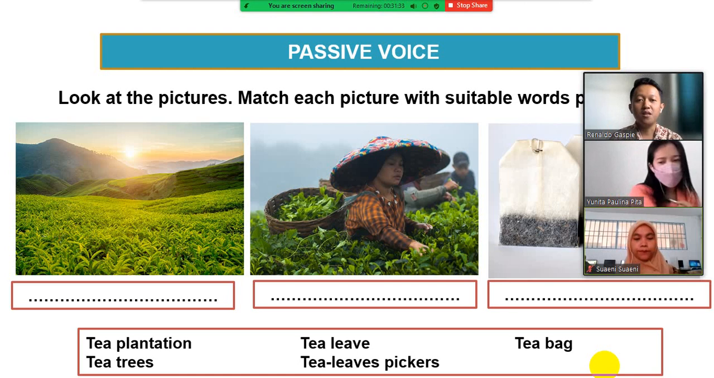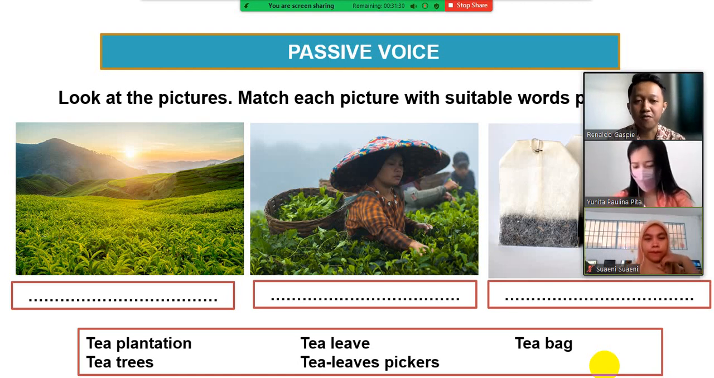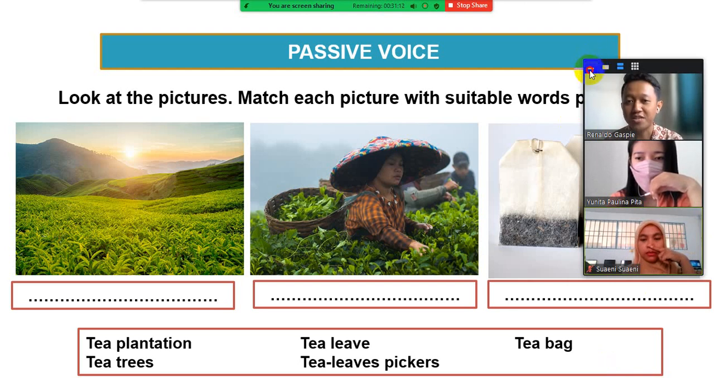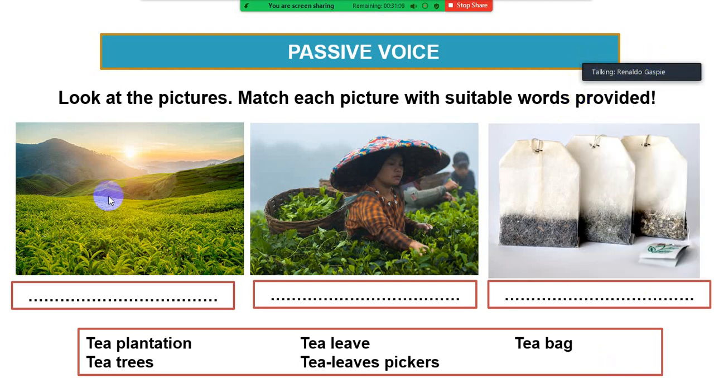Now, first of all, let's build our background knowledge, our vocabulary about tea plantation. So now, for this activity, this is quite easy and simple. You just need to look at these three pictures, and then you will have to match each picture with suitable words provided in the box. Now, picture number 1, the left one. What is the picture about? Tea plantation, tea trees, tea leaf or tea bag? Picture number 1. Tea plantation. Okay, good. Excellent, Lina. I'll give you additional score.